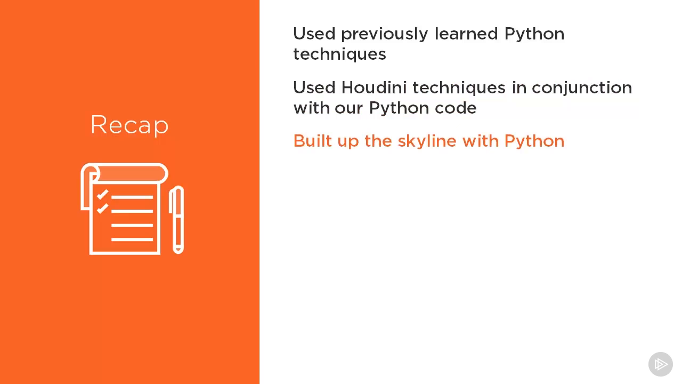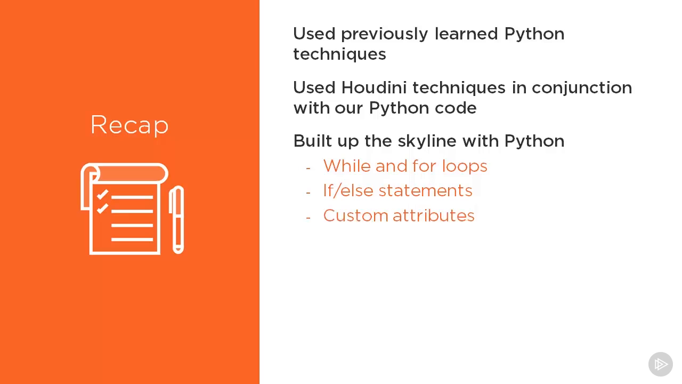Using Python, we were thus able to build up our point cloud. Doing so, we used for loops and a while loop to filter data and check if certain conditions were being met. We used if and else statements to define where and when to apply certain parts of our code. That way, we were able to set attributes and values where we wanted, and we needed custom attributes such as building ID to be able to correctly differentiate between the various parts of our geometry.